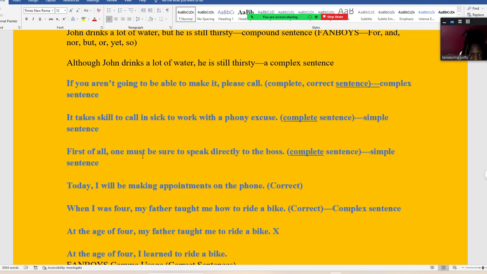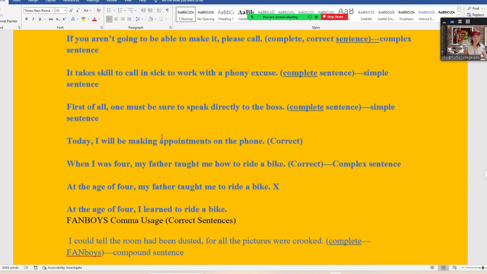"First of all, one must be sure to speak directly to the boss." This is a simple sentence. "One" is the subject, "must be sure" is the verb, and "to speak directly to the boss" is an infinitive object. So subject, verb, object: simple sentence.